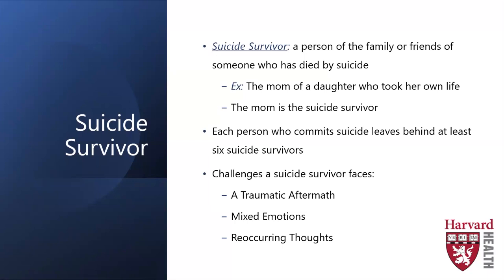A common misconception of the term suicide survivor is someone who attempted suicide but then lived. Although the term suicide survivor actually pertains to an individual within the family or friend group of someone who has died by suicide. An example of a suicide survivor is the mom of a daughter who took her own life. The mom is a suicide survivor of her daughter. Each person who commits suicide leaves behind at least six suicide survivors. And these survivors can go through many challenges themselves, including a traumatic aftermath, having mixed emotions on the situation, or dealing with recurring thoughts about suicide.